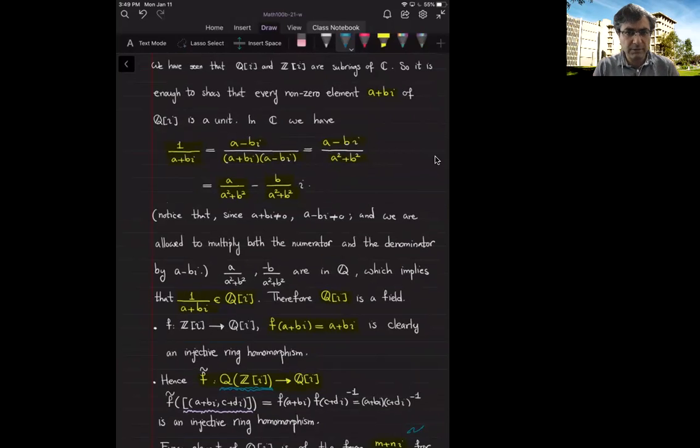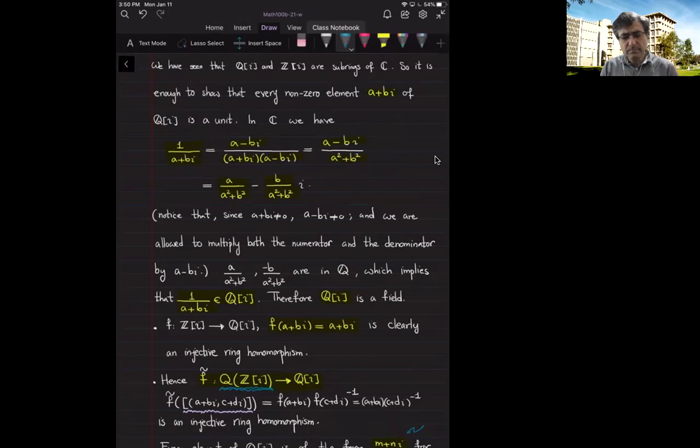It's a subring of the ring of complex numbers. It's enough to show that every non-zero element of Q[i] is a unit. So we pick a non-zero element of Q[i], a + bi. As a complex number, it has an inverse, and the inverse can be computed by multiplying both numerator and denominator by the complex conjugate of a + bi.